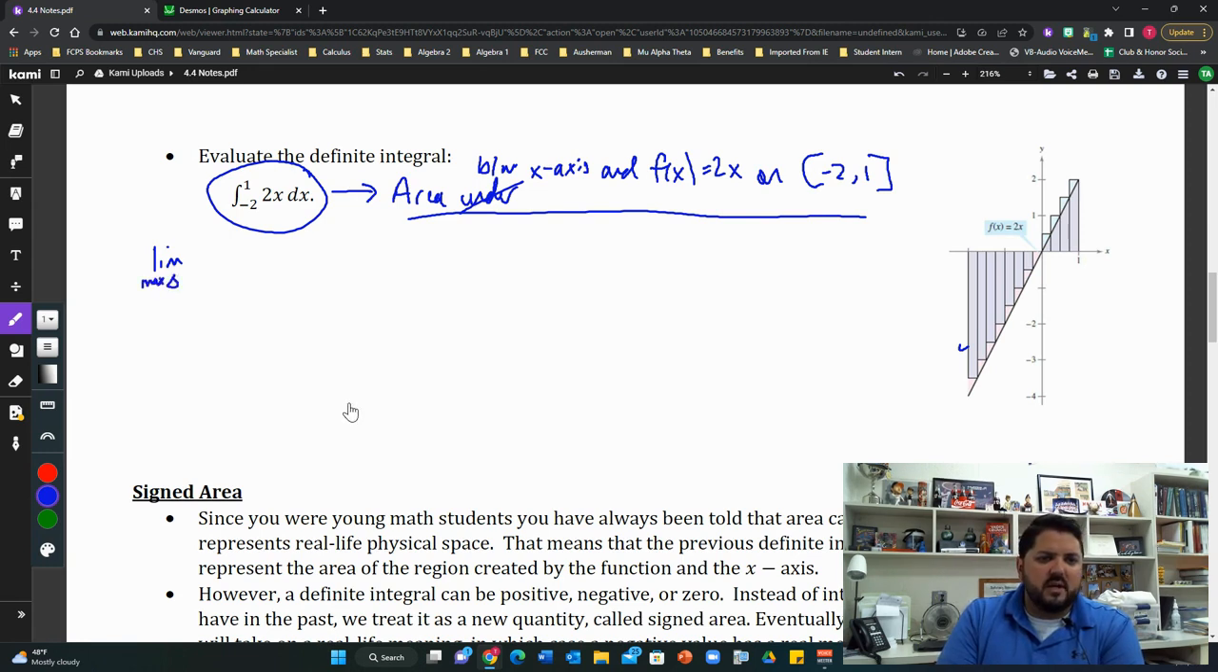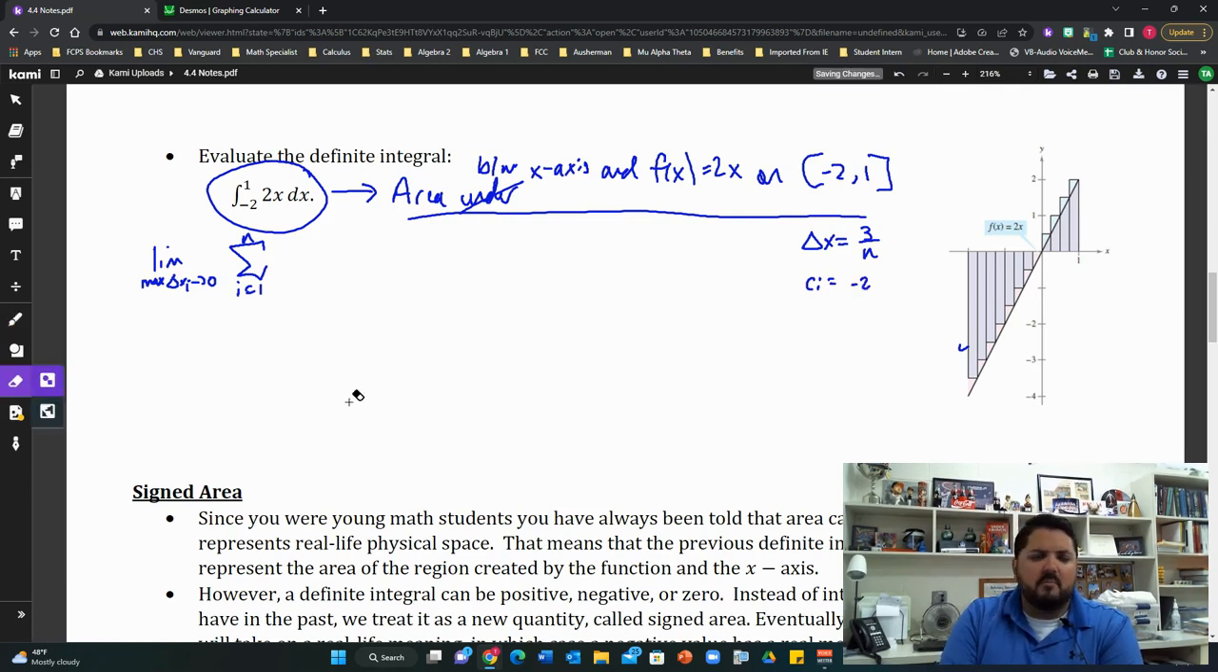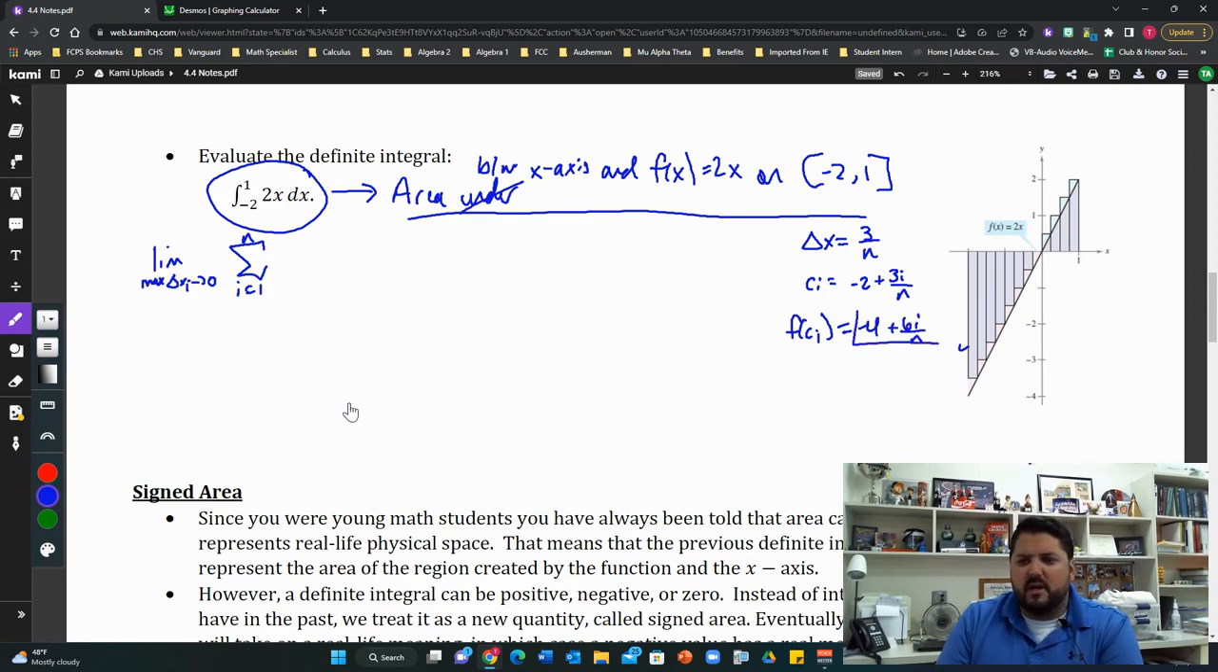So this will be the limit as max delta x sub i goes to 0 of sigma from i equals 1 to n of, so my function is 2x, my interval is -2 to 1, so delta x would be 1 minus -2, or that's 3 units apart. C sub i would then be my a value, -2 plus 3i over n. So then f of c sub i would be 2 times that, or -4 plus 6i over n. So that's my formula for heights, that's my formula for width. So we will do heights times width.